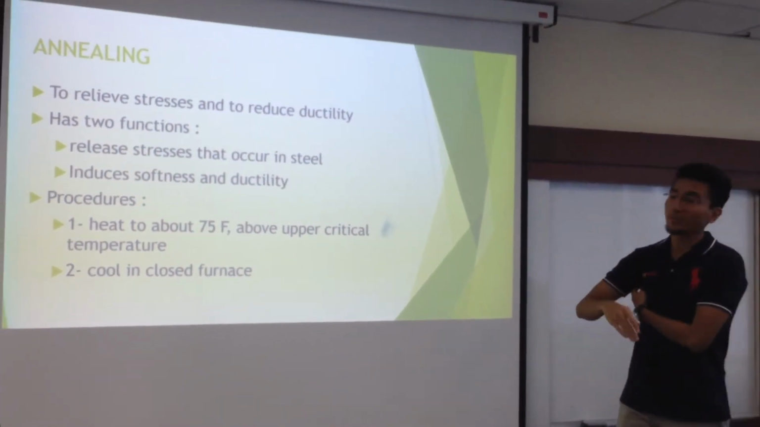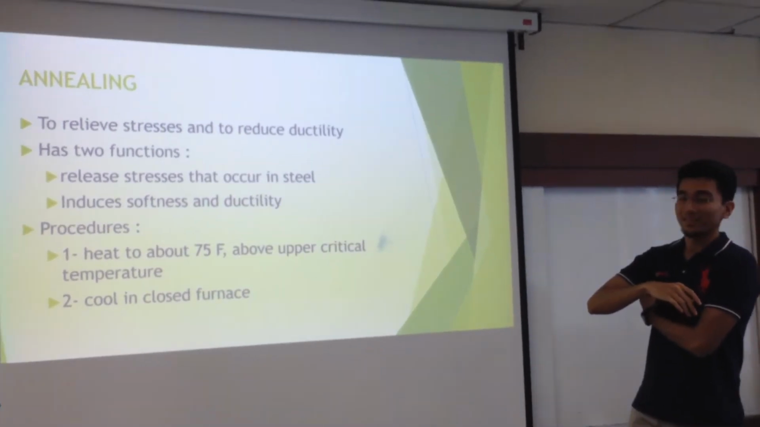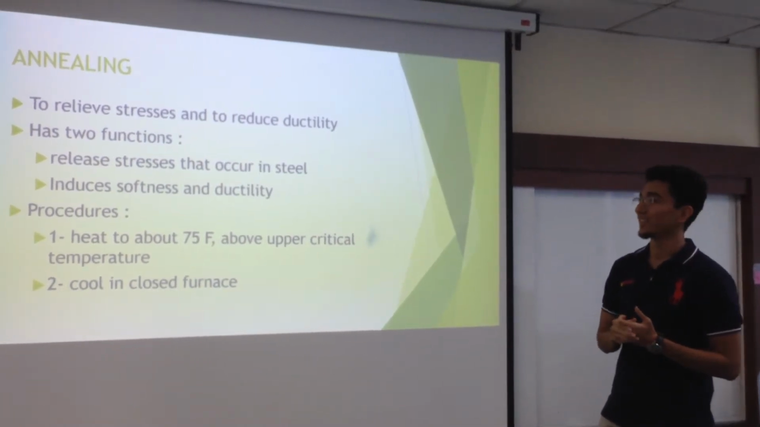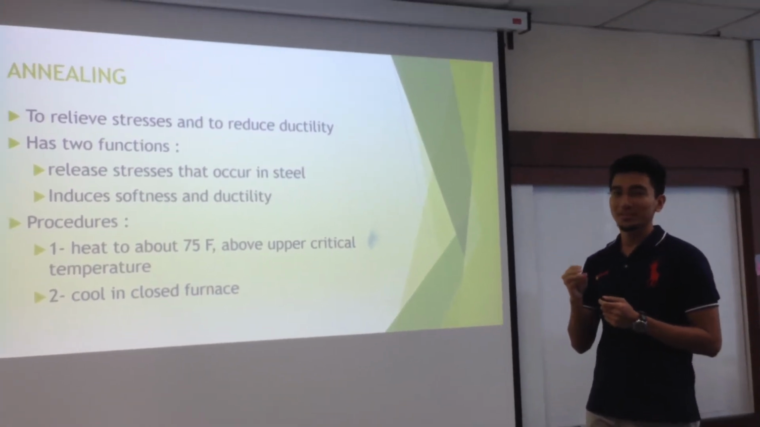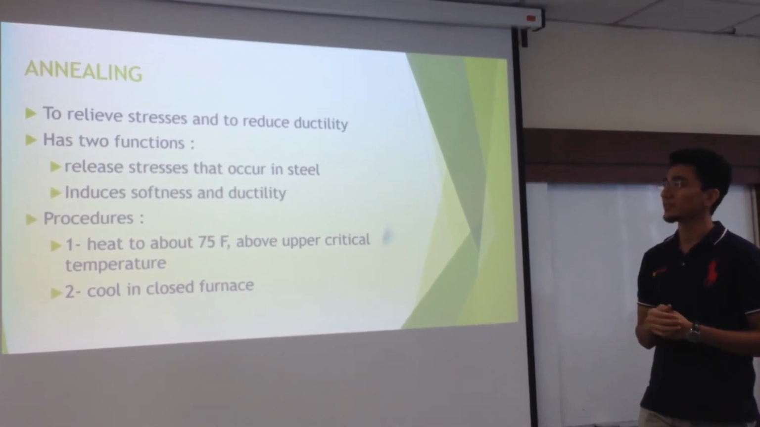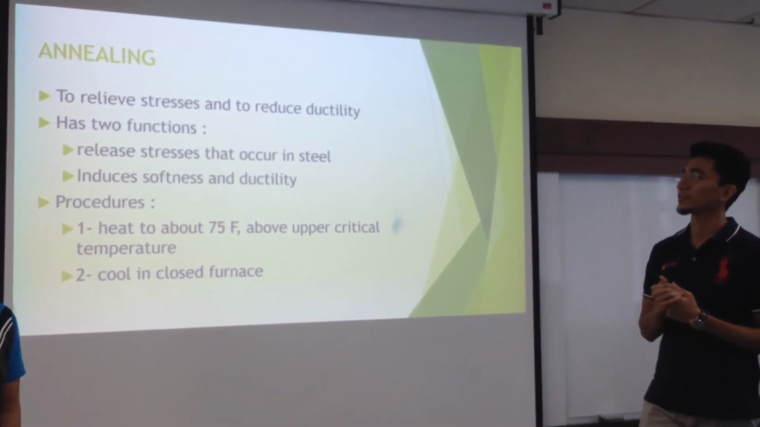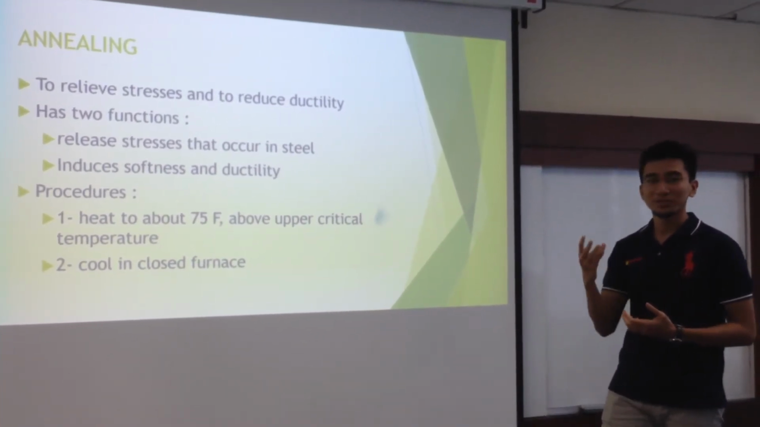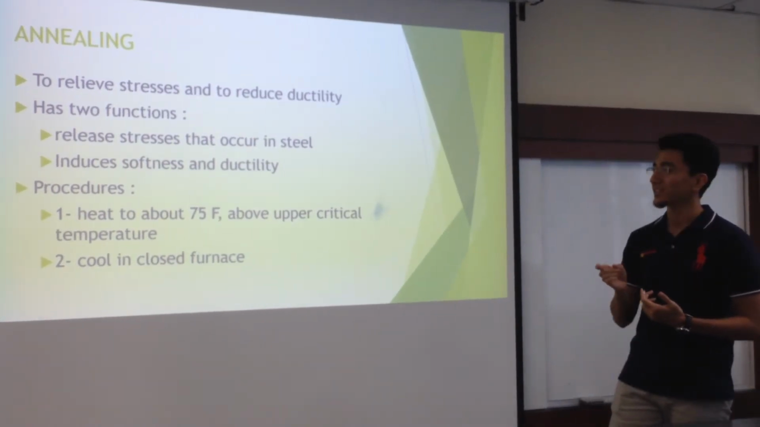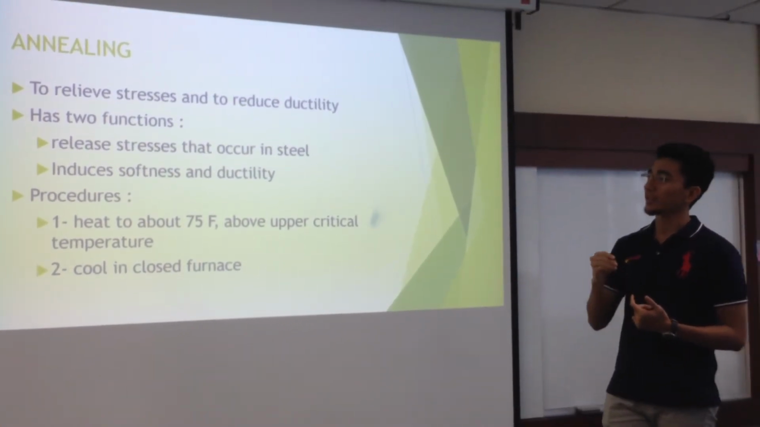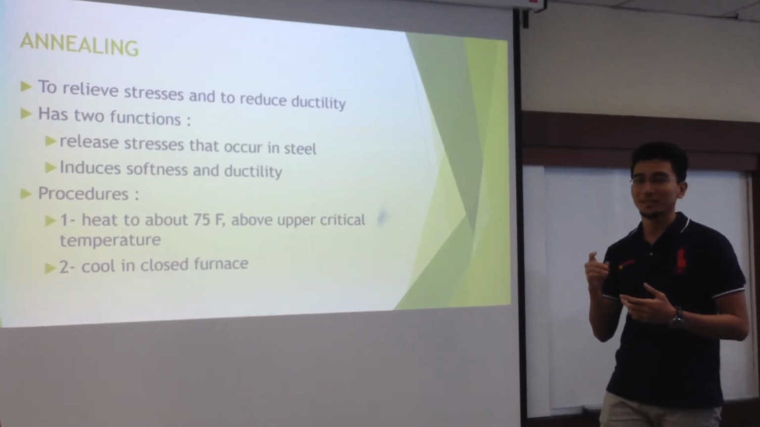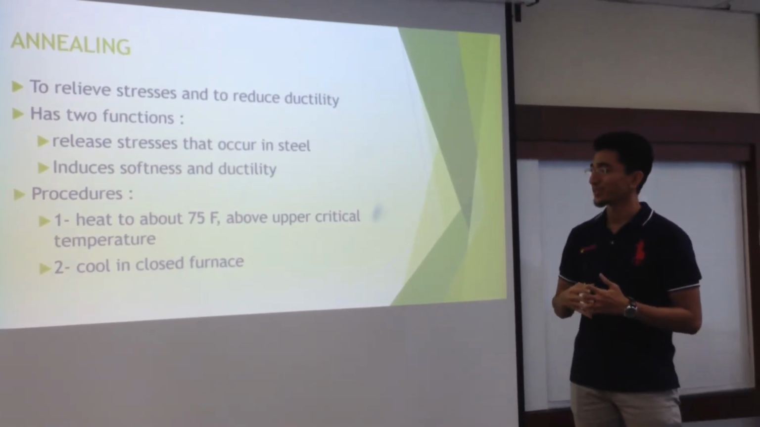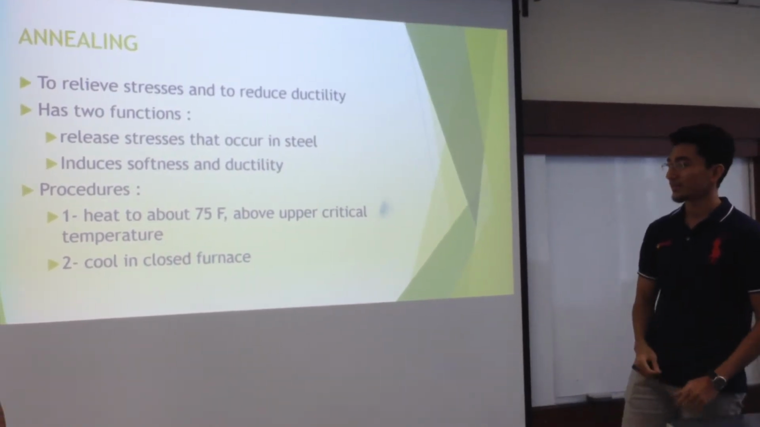Okay, the third process will be annealing. Annealing is a process to relieve stress and to increase ductility. Basically, it has two functions, which are to release stress that occurs in steel, and to induce softness and ductility. The procedure is also easy like the previous process. First, we need to heat up to about 75 Fahrenheit above the upper critical temperature. The second procedure is cooling in a closed furnace.